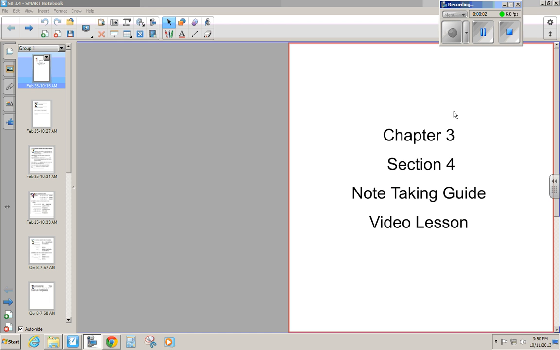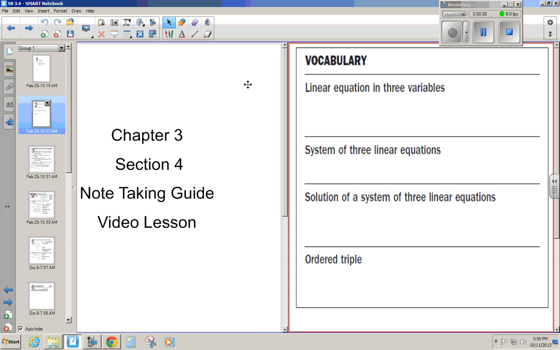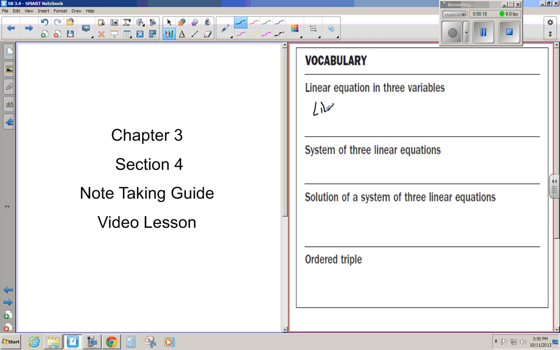All right, welcome back. This is Chapter 3, Section 4, solving systems of linear equations in 3 variables. A linear equation in 3 variables is just like some of the other definitions that we've had. It's basically linear equations with 3 different variables.